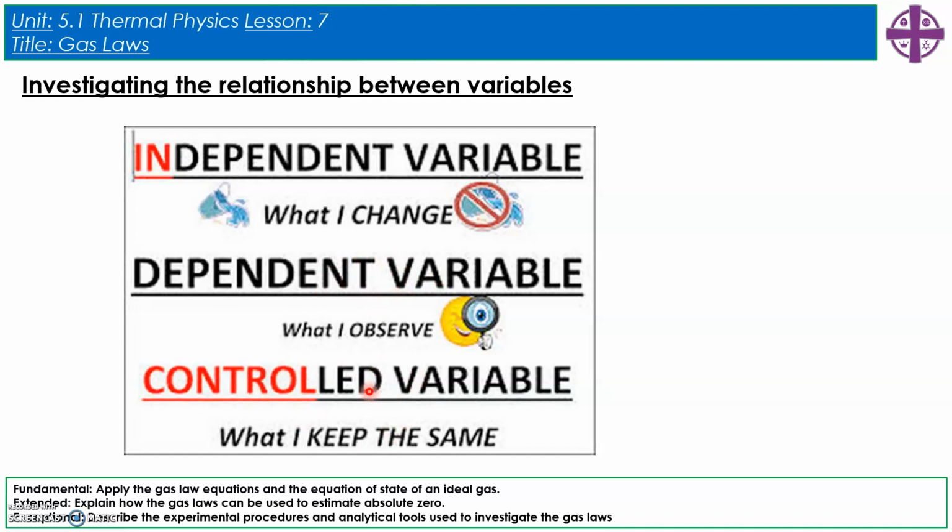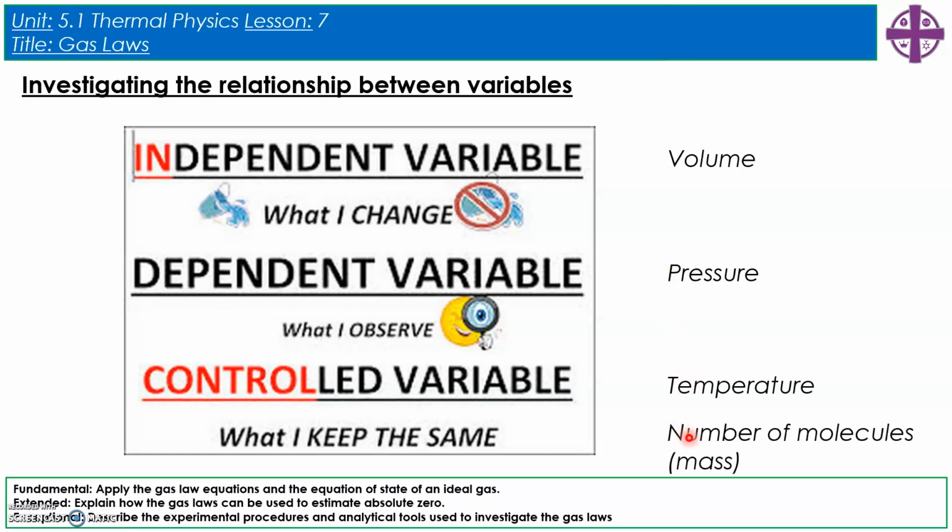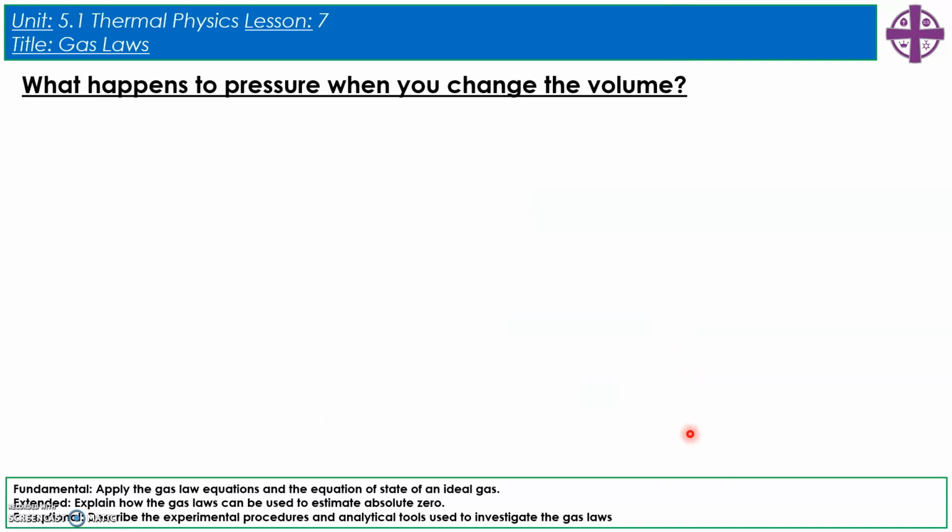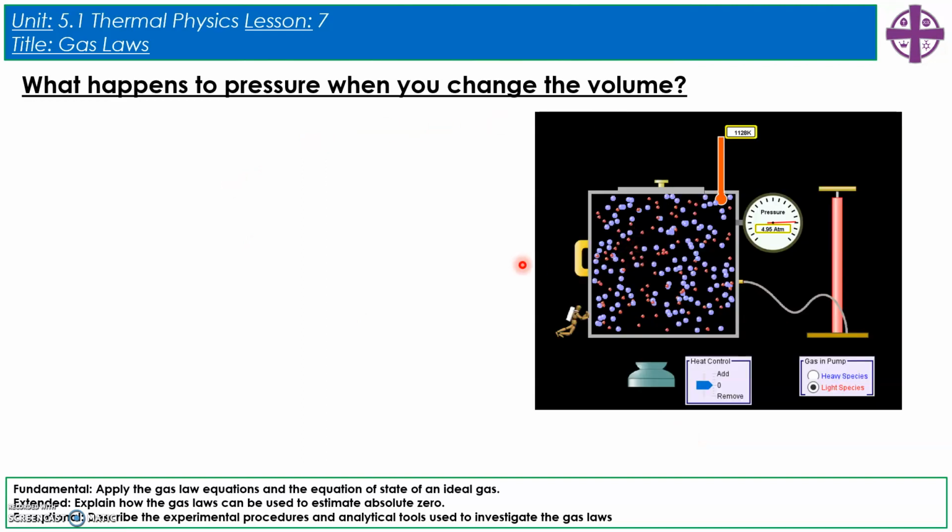Now, we had 4 variables: volume, temperature, pressure, and number of molecules. So first of all, let's look at what happens when I change the volume and the impact that has on pressure, which means I'm going to keep temperature and the number of molecules the same. So what happens to pressure when you change volume? Let's have a look at our simulation first.